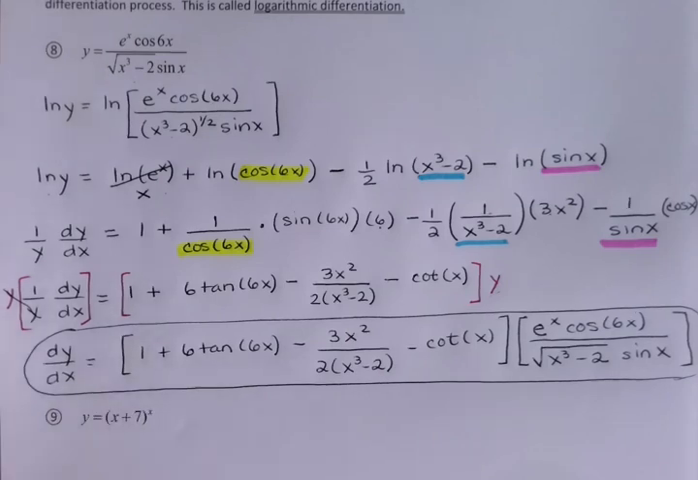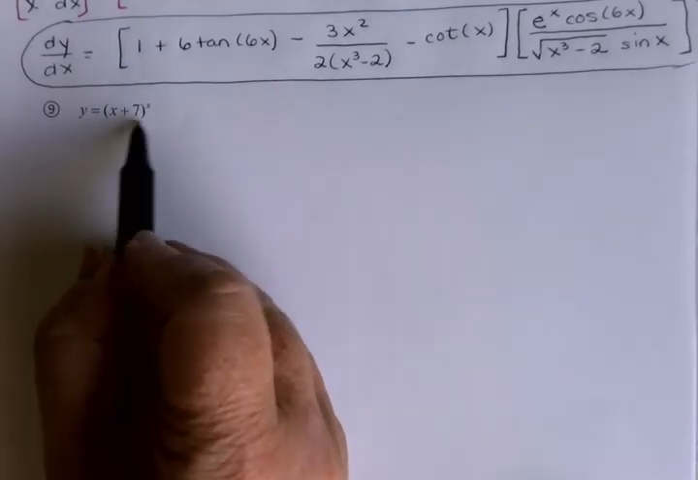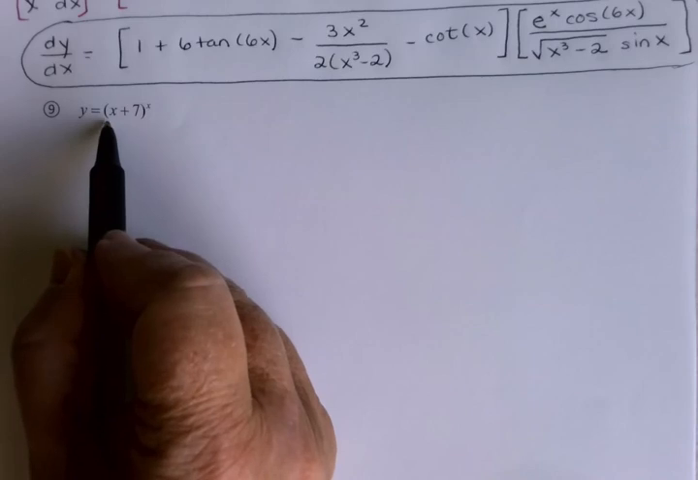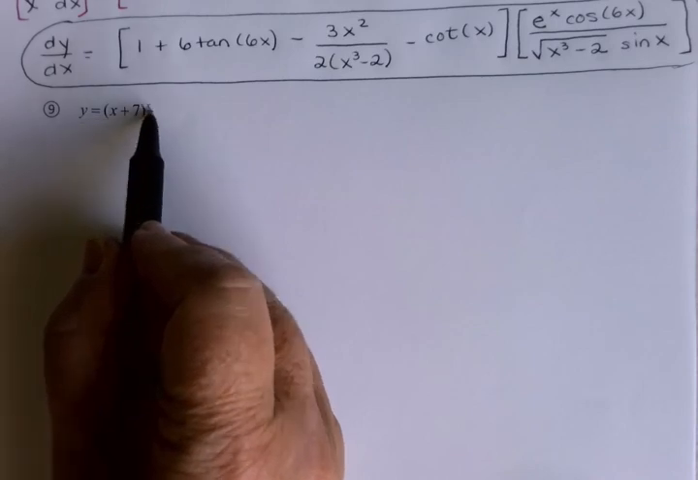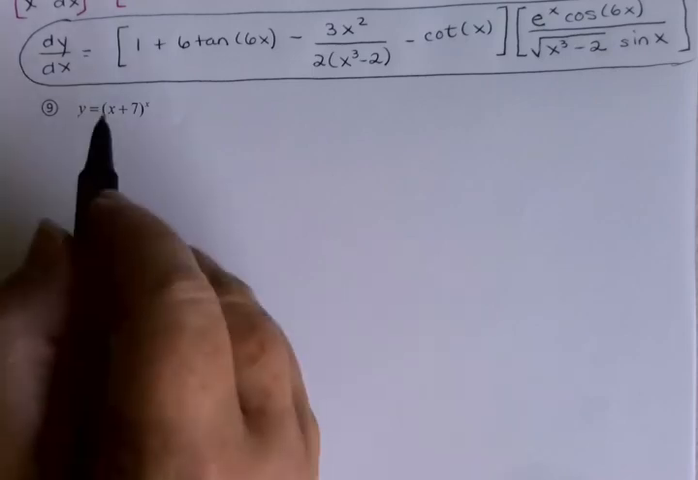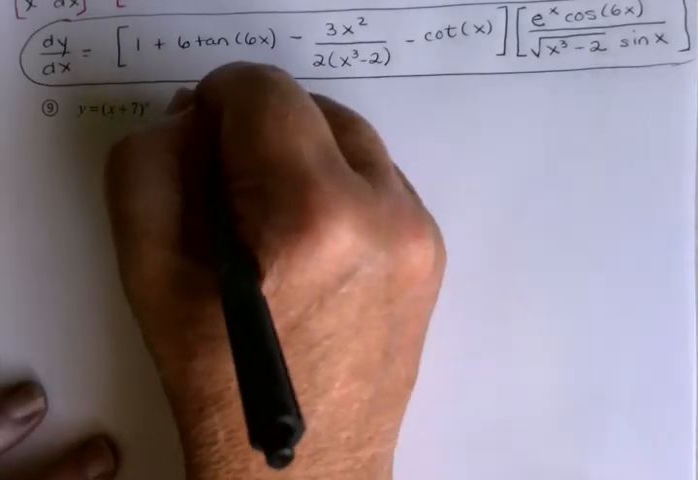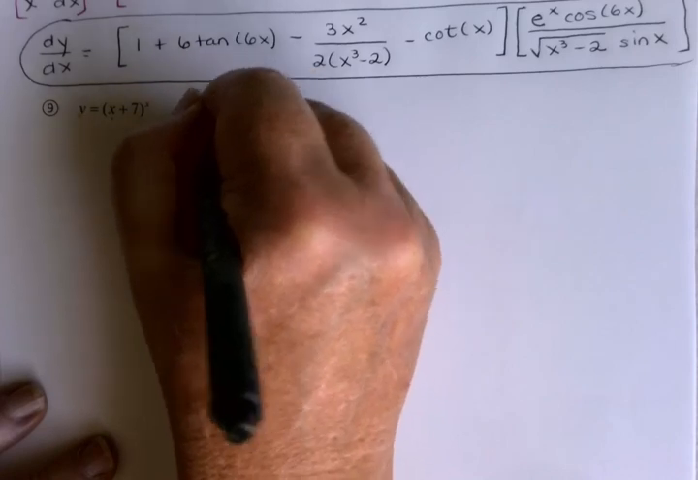There's one time when logarithmic differentiation is an absolute must. Take a look at a problem like number 9 here. X plus 7 to the x power. I've got x in the base, and I've also got x in the exponent. So this isn't an exponential function, this isn't a power function, it's kind of a combination of both. Technically, these are called super exponential functions, when you've got x in both the base and the power. We don't have a rule for taking derivatives of these, so in order to do this derivative, I must use logarithmic differentiation.